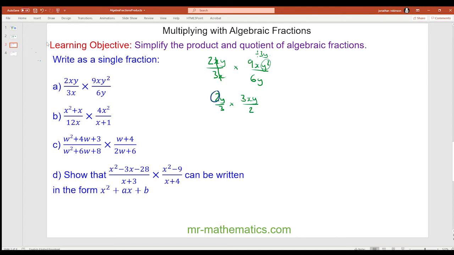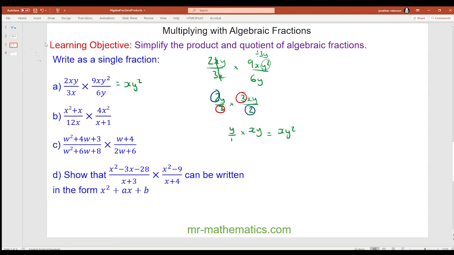So we can cross simplify the 2 and the 2 and the 3 and the 3. So we have y over 1 multiplied by xy, which simplifies to make xy squared.